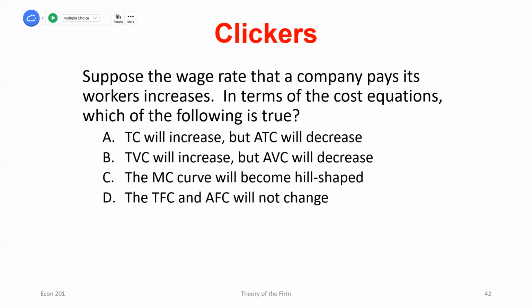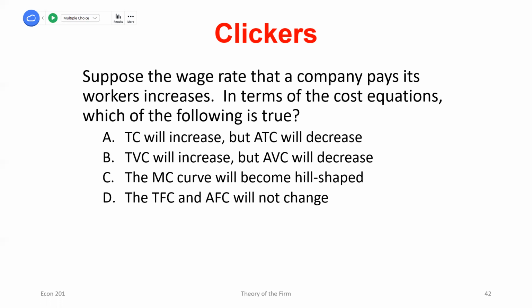Which of these is the right answer? D. Why is D the right answer? Because a fixed cost does not have it. If our fixed costs are completely unaffected by our variable costs, then nothing with our fixed costs is going to change. Well, if our average fixed cost is just our fixed costs over quantity, and fixed costs don't change, our average fixed cost won't change either.